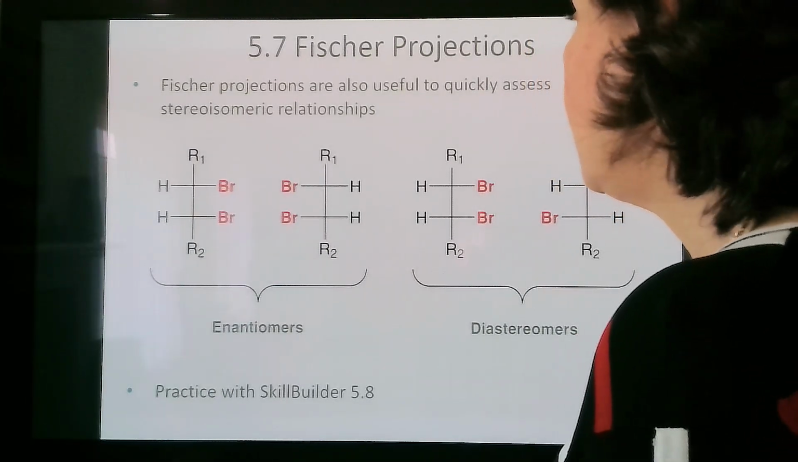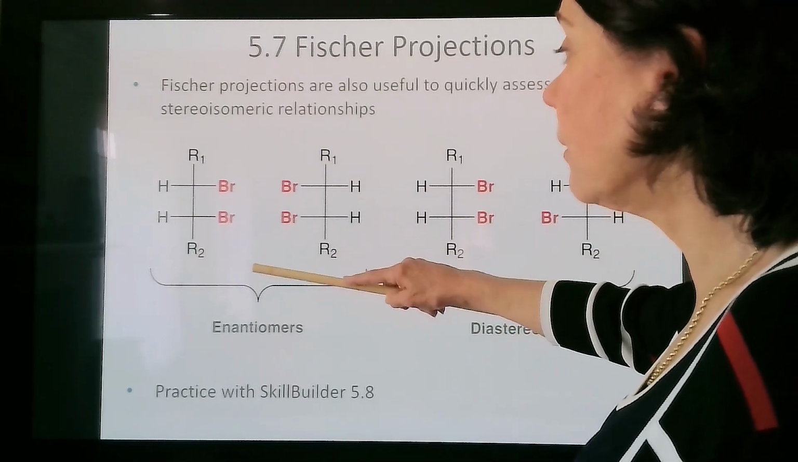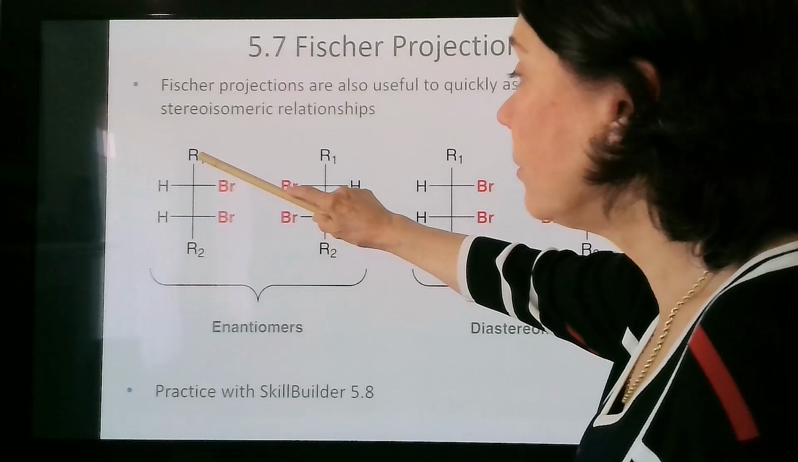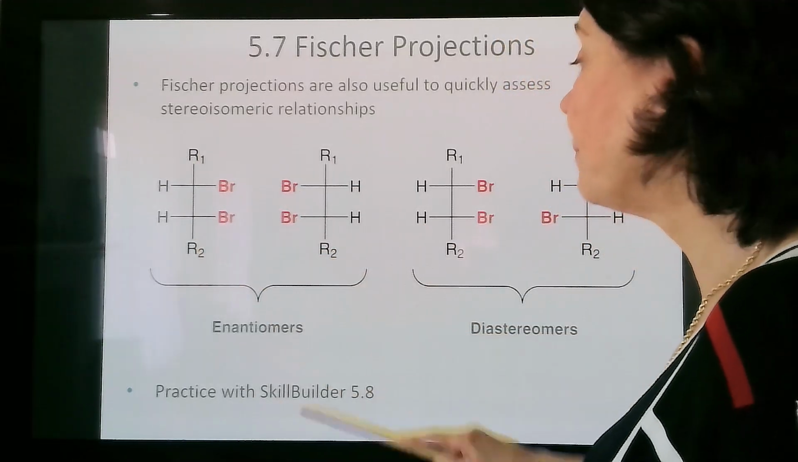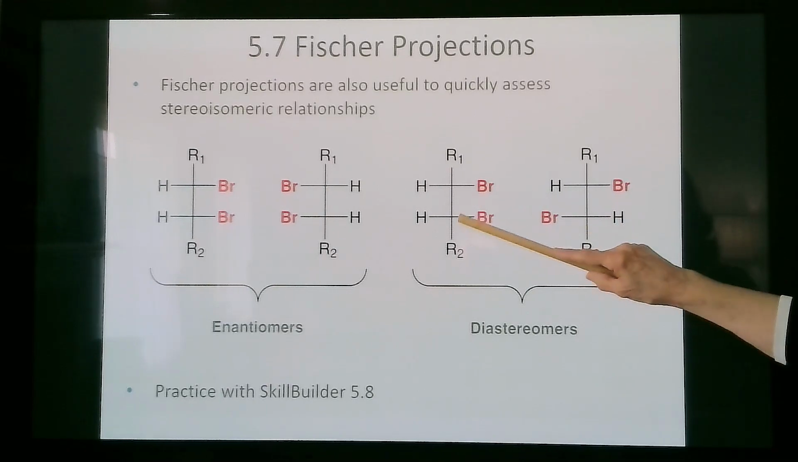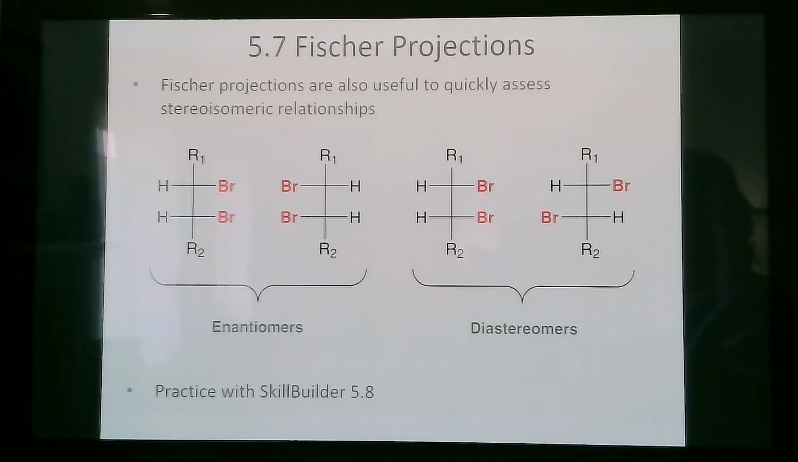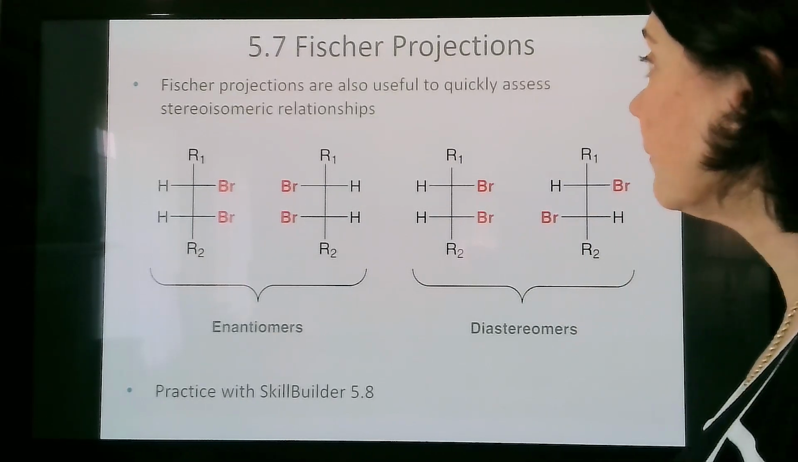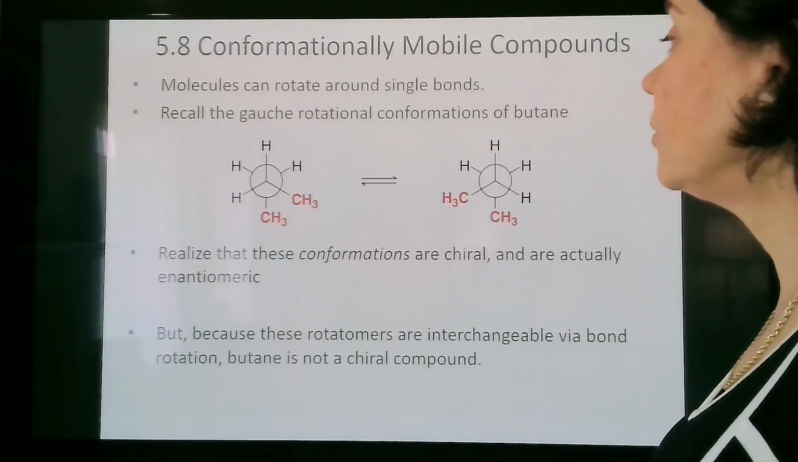So they're useful to assess stereoisomeric relationships, so you can see that these compounds with R1 and R2 different are enantiomers. Here, these are diastereomers. Okay, that's easy to see. They are not mirror images, but still stereoisomers.